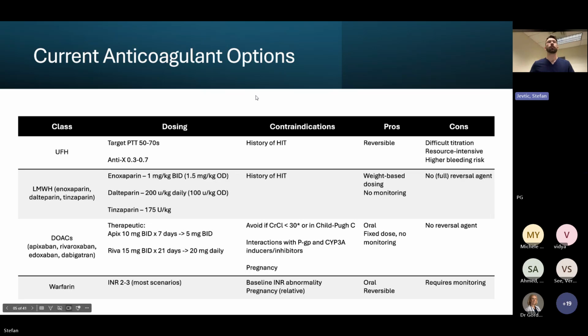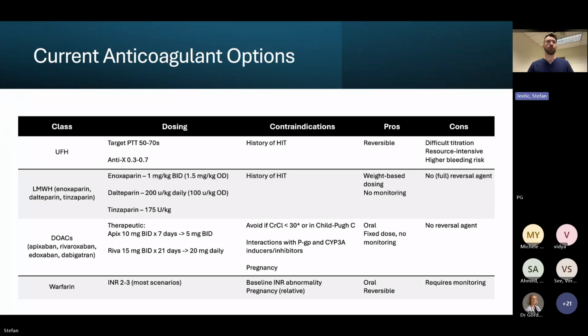So just a table to quickly highlight the different anticoagulants we'll be discussing today. As many of you know, unfractionated heparin is one of the oldest anticoagulants we have. It's particularly useful because of the thought that it is easily reversible with protamine sulfate. However, some of the difficulties with unfractionated heparin include difficulty titrating. It's very resource intensive for the lab as well as for nursing, and it does carry a higher bleeding risk counterintuitively compared to low molecular weight heparin.